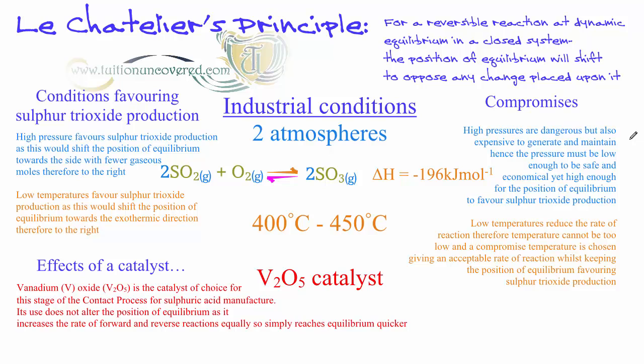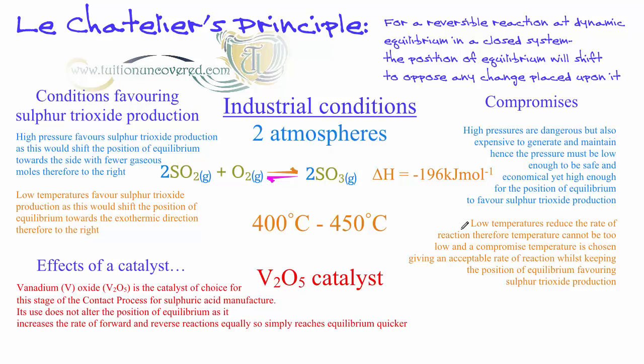And now I'll talk about compromises. So the compromises. High pressures are dangerous, but also expensive to generate and maintain, hence the pressure must be low enough to be safe and economical, yet high enough for the position of equilibrium to favour sulfur trioxide production. Straightforward, I hope. High pressures are dangerous and expensive. I must keep the pressure low enough, but at the same time not too low. That will cause the position of equilibrium to go that way. Therefore, it cannot be too low. It's got to be high enough and favour the right side without being too dangerous or uneconomical.